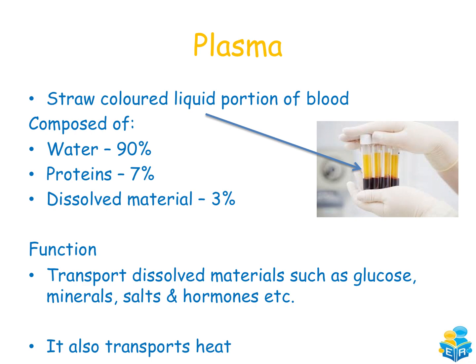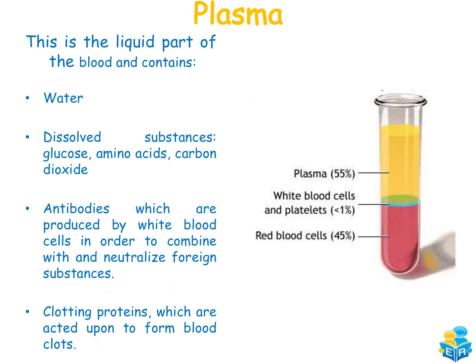So we've already mentioned this about the plasma, but it's the straw-coloured liquid portion of the blood, and it's composed of water, so mostly water. It's also composed of some proteins and also some dissolved materials as well. So the function of the plasma is to transport dissolved materials such as glucose, minerals, salts and hormones around our body. And it also is responsible for transporting some heat, just making sure there's an adequate distribution of heat throughout our body.